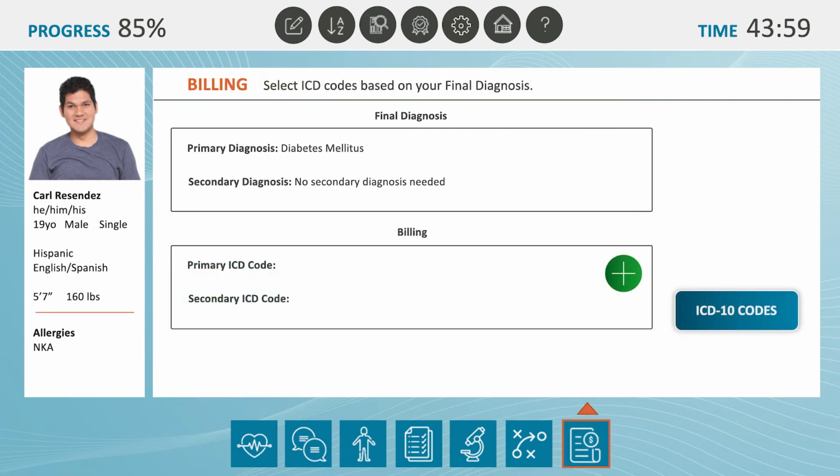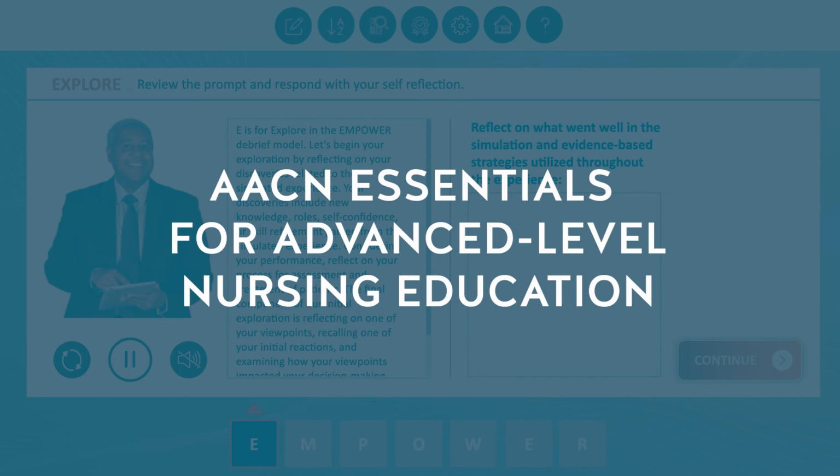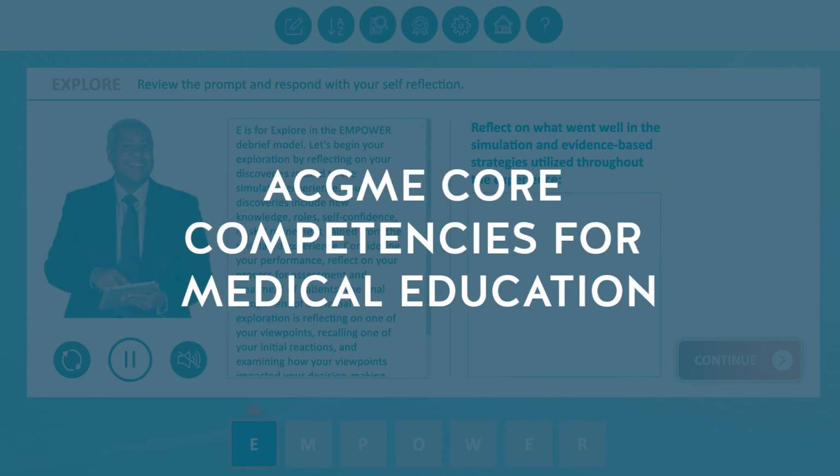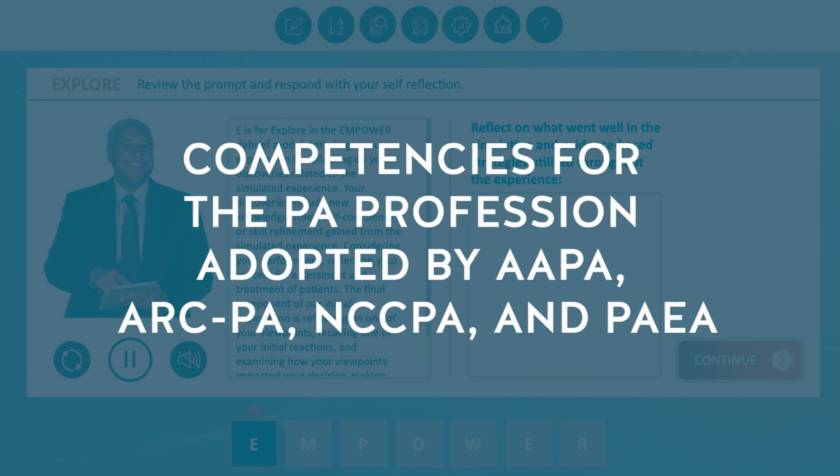strengthening decision-making skills. This virtual series is academically aligned with AACN Essentials for Advanced Level Nursing Education, ACGME Core Competencies for Medical Education, National Organization of Nurse Practitioner Faculties NONPF Role-Specific Competencies, and Competencies for the PA Profession adopted by AAPA, ARCPA, NCCPA, and PAEA.